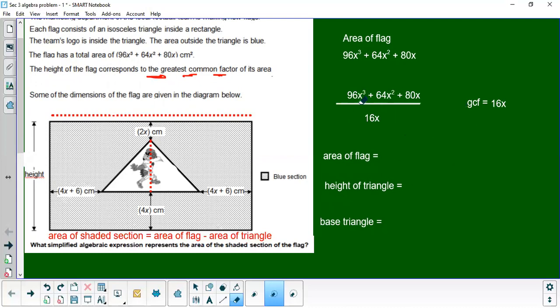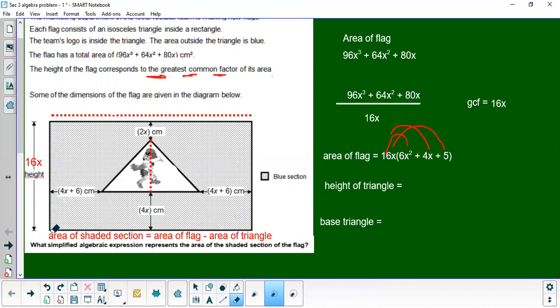So if I divide now, I'll get this. The area of the flag is 16x times this, each term divided by 16x. You can check it by multiplying it out with the distributive property, and it's equal to that. So now we know that the GCF is 16x, so the height of the flag is 16x.